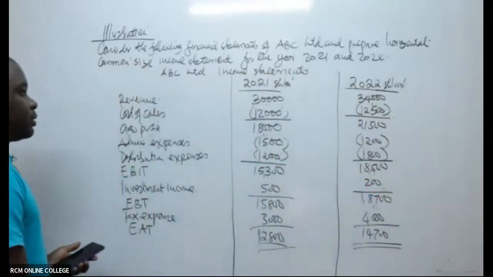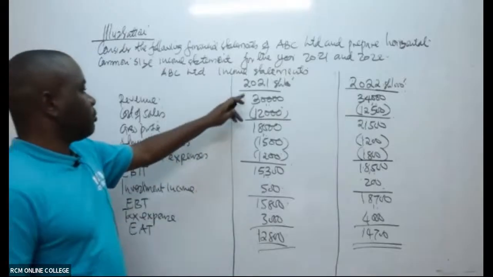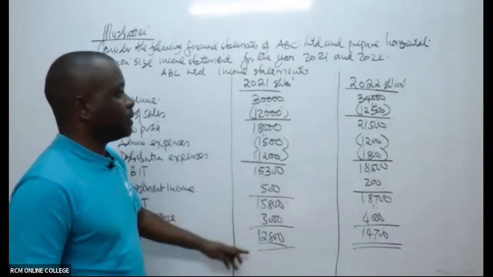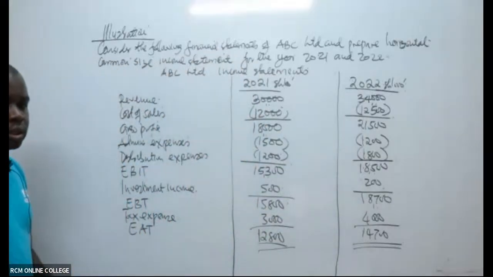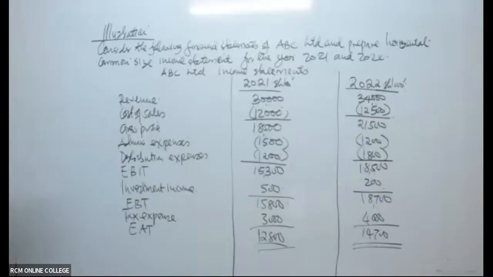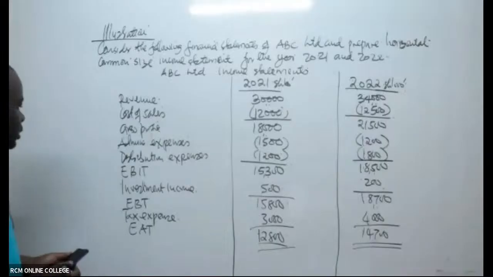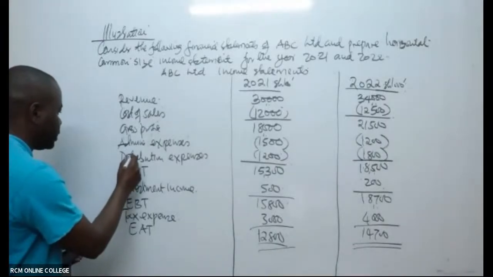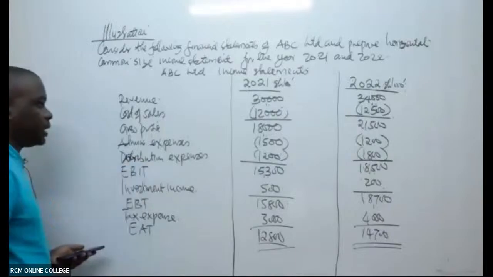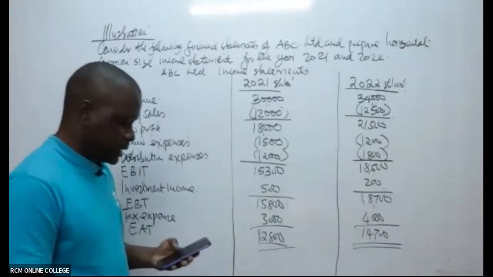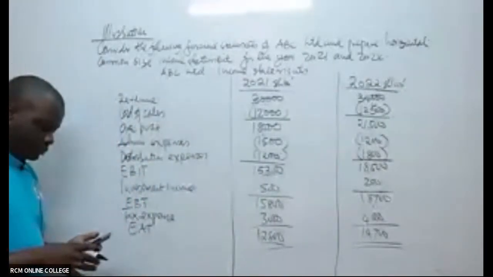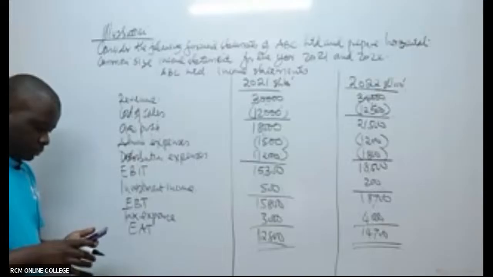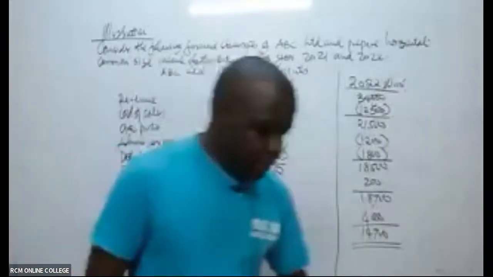So you can copy that. These are the performance for the income statement 2021. These are the performance for the income statement 2022. So you can copy it. If you're done, you can tell me done so that we can start doing the analysis.